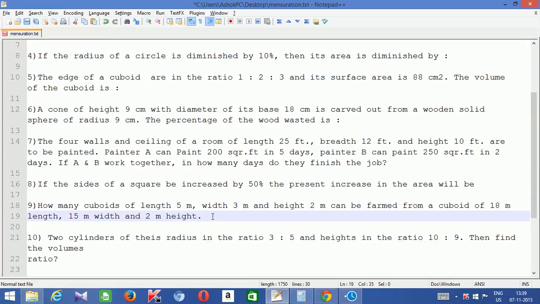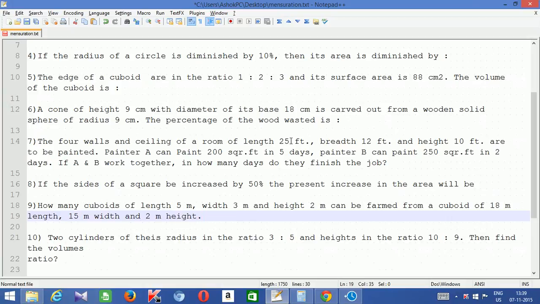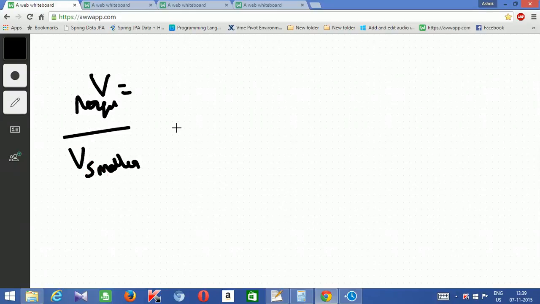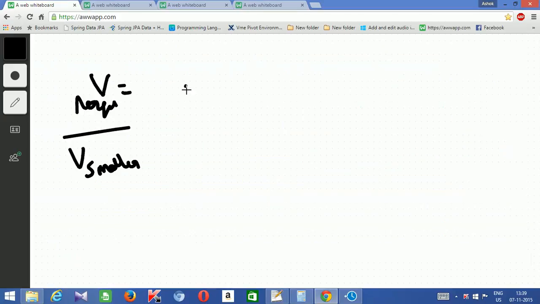So you have a larger cuboid and you're going to find its volume. In this question, the volume of a cuboid is basically L into B into H. Here the bigger cuboid is 18, 15 and 2. Don't multiply the hard values yet. Volume of larger cuboid divided by volume of smaller cuboid. So the volume of the larger cuboid will be 18 into 15 into 2.